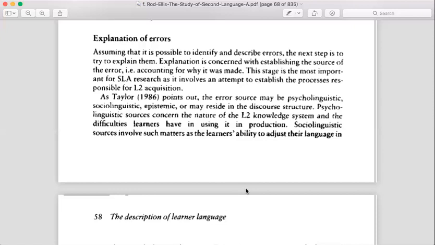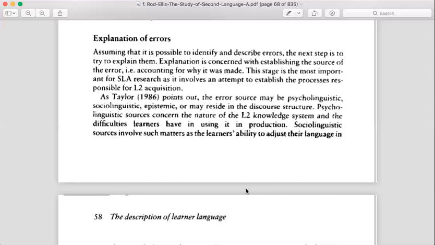But before we move on to discuss this in detail, let's talk about the error sources that have been pointed out by Taylor in 1986. So if we say that the source of an error lies somewhere in psycholinguistics, we mean that second language knowledge system is deficient, or there are difficulties in producing the target language system. Okay, what might be those difficulties? We're going to do that in detail.